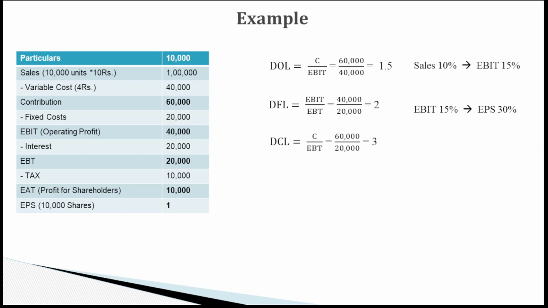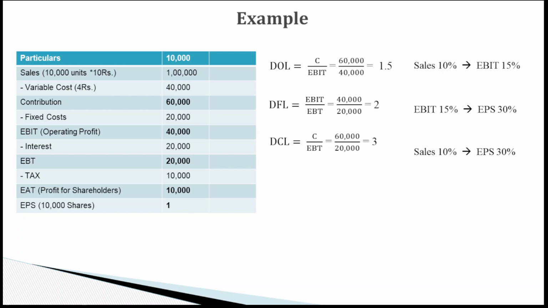With respect to combined leverage, it is 3 times. So it means if I increase my sales by 10%, then my EPS will increase by 3 times of it, that is 10% into 3, 30%. So EPS will increase by 30%. This simply means, now let's come back to the table. Let's increase our sales units by 10%.